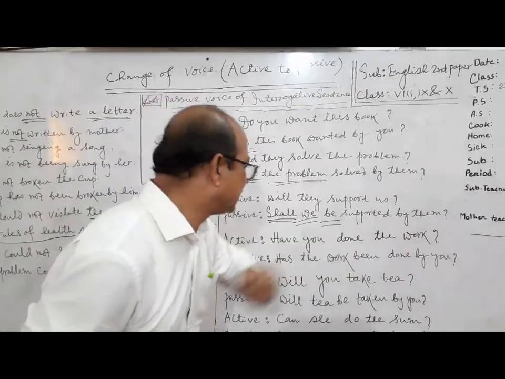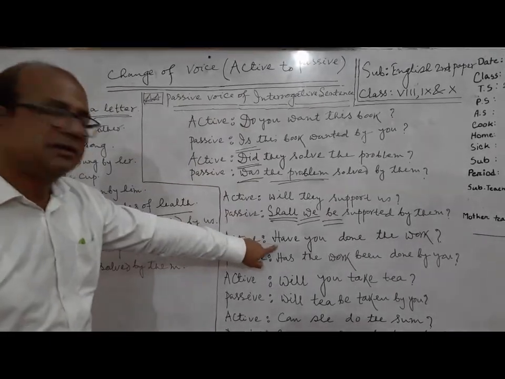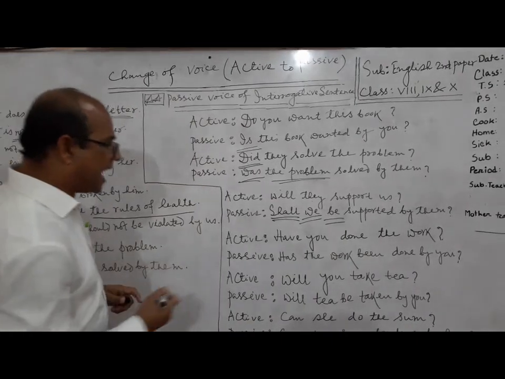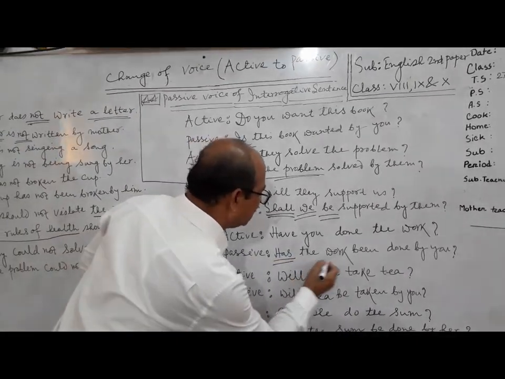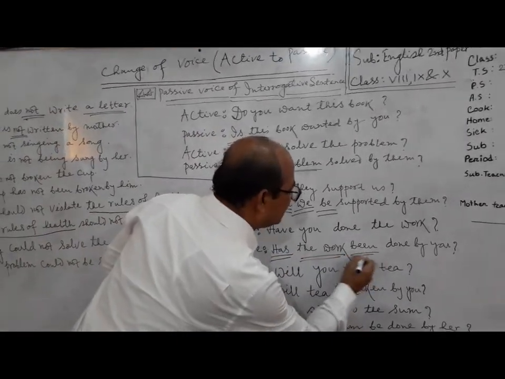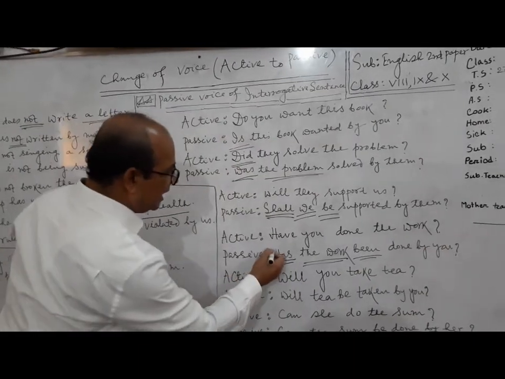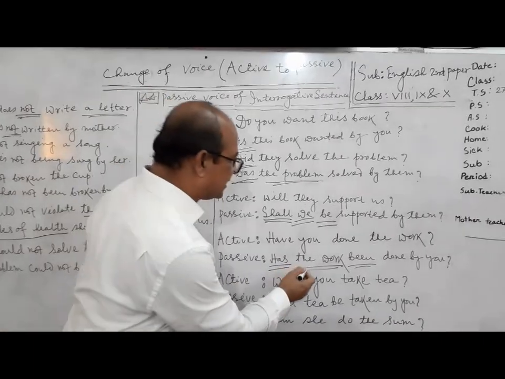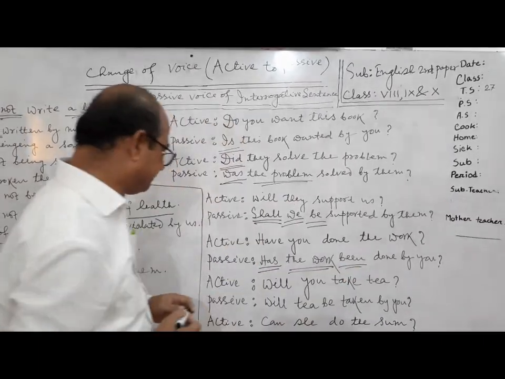Again, have you done the work? You say, please, have you done the work? Has the work been done by you? I have used auxiliary verb at first, then the subject, and then been.